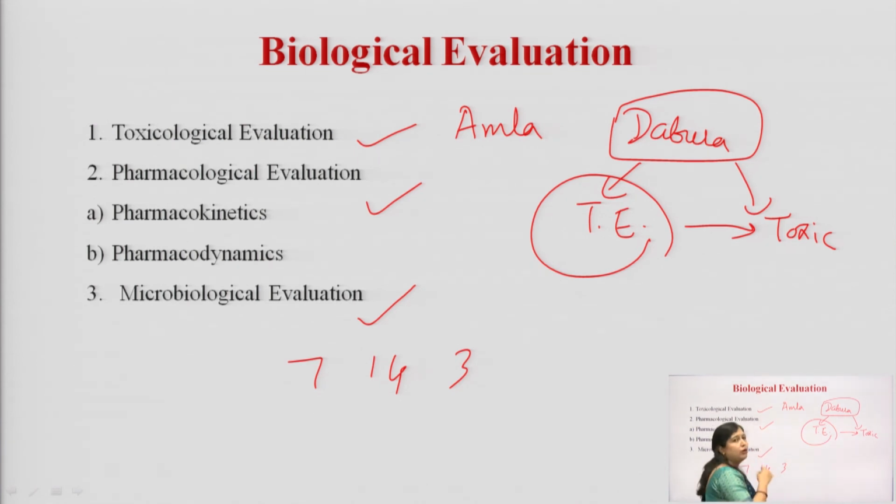Then comes the pharmacological evaluation. So, in pharmacological evaluation we have two parts, one is the pharmacokinetics and the other is the pharmacodynamics. Pharmacokinetics is what the body does to the drug. So, we should know that when we are consuming a drug, at what rate it is getting excreted out of our body.